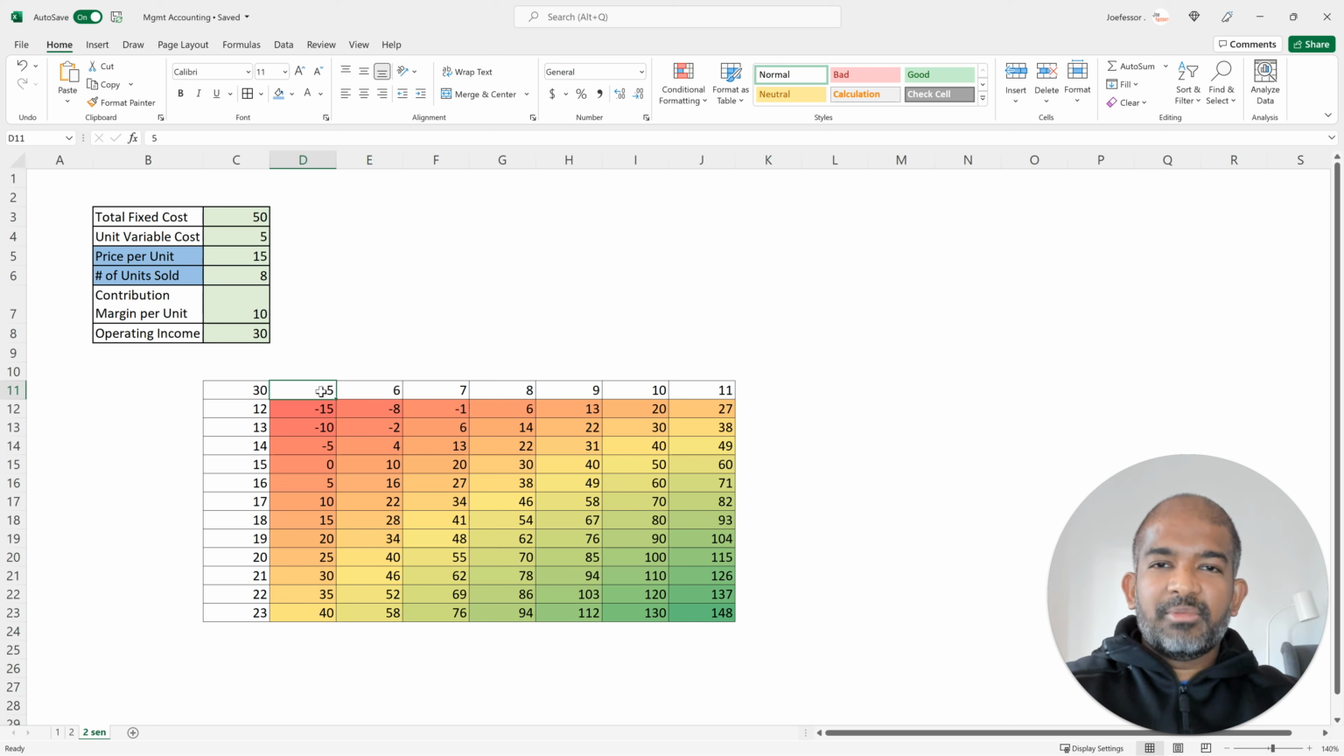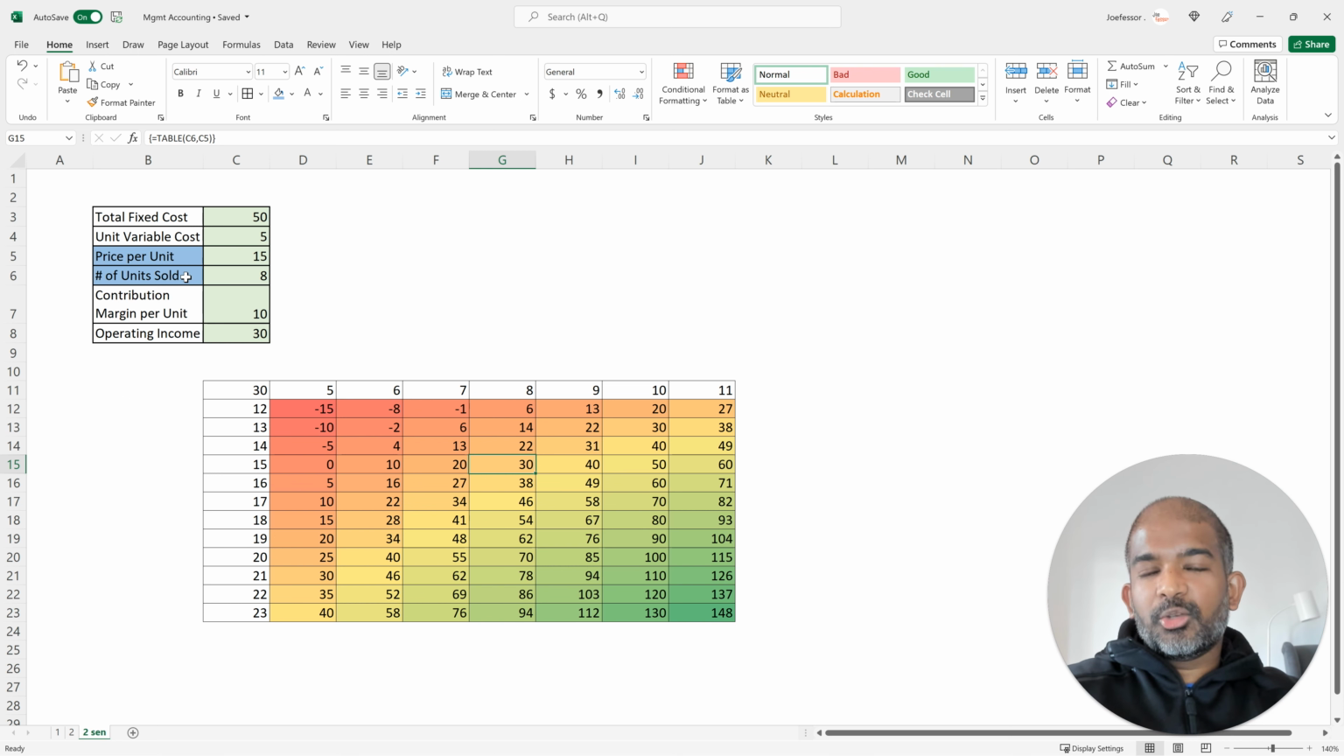If the firm sells 5 units at $12 per unit, considering that the fixed cost of $50 and unit variable cost of $5 remain constant, the firm ends up with an operating income of -15. You can also see in this table some of the numbers we calculated earlier, right? If the firm sells 5 units at $15 per unit, we know that it breaks even. If the firm sells 8 units at $15 per unit, we can see that they make an operating profit of $30. We performed the sensitivity analysis on two variables, the price per unit and the number of units sold.